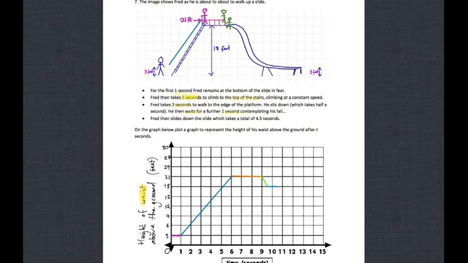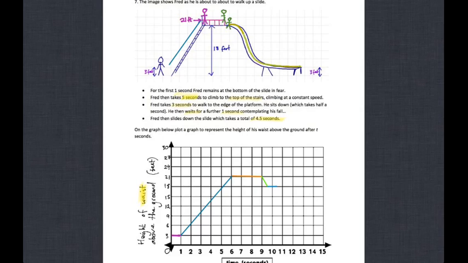He goes quite slowly at the start. His height doesn't change that dramatically, that quickly. And it takes him 4.5 seconds in total, so he doesn't change that quickly at the start. It goes quite slowly. Then it goes pretty fast, and then his waist stays at 3 feet towards the end for a little while with that flat bit of the slide.